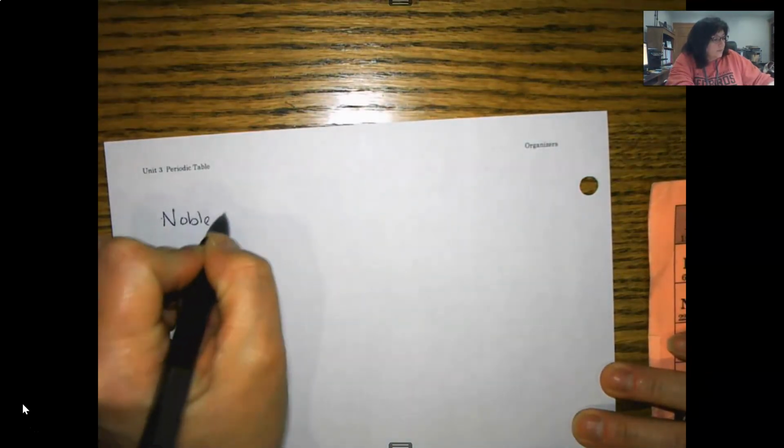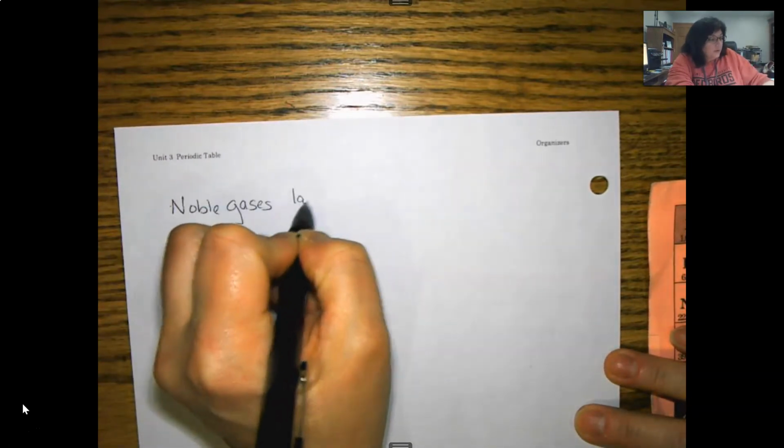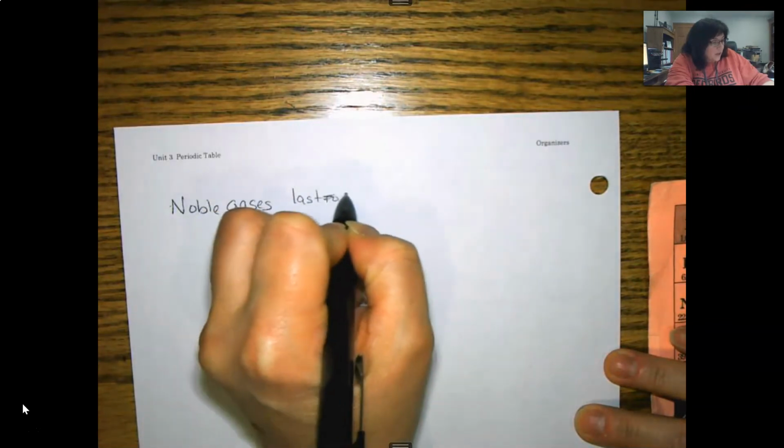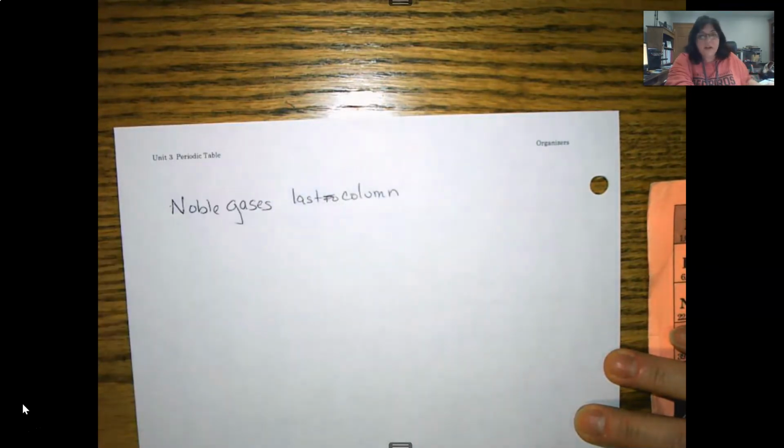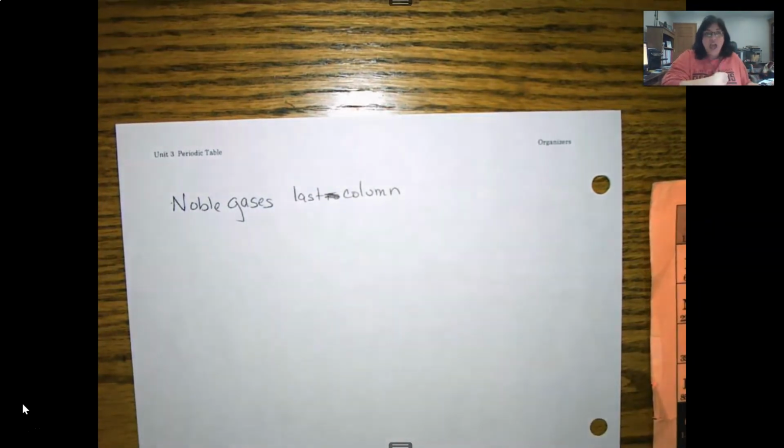So noble gases are the elements in the last column of the periodic table. They're called noble gases because everybody is trying to be like them. They're the nobility. People look up to the nobility in real life. All the other elements look up to these noble gases because elements are going to strive to have the valence electron configuration of a noble gas. That's what elements are going to try to do.